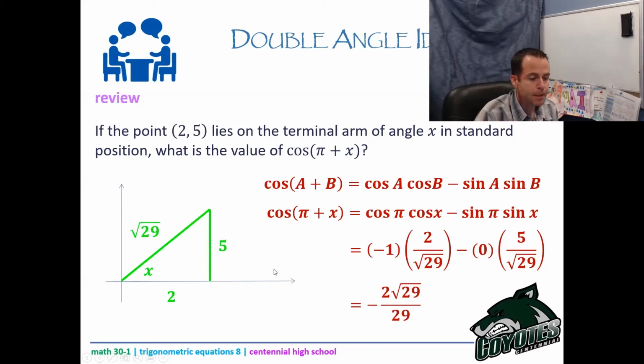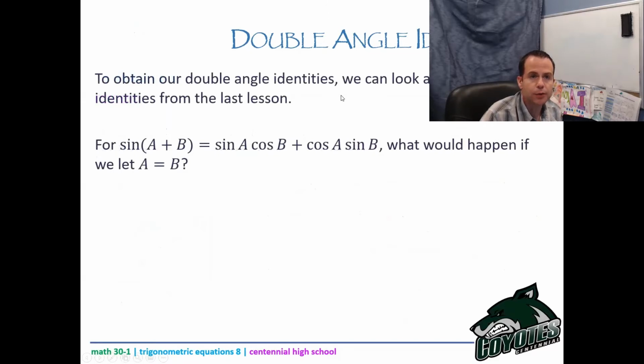Okay, so now I'm in your book where it says double angle identities. We're going to start right there, and what we're going to do is just quickly derive them because these are easy derivations. They come actually just from what we did yesterday. So for sine of a plus b, we knew from yesterday's lesson that sine of a plus b is sine a cos b plus cos a sine b.